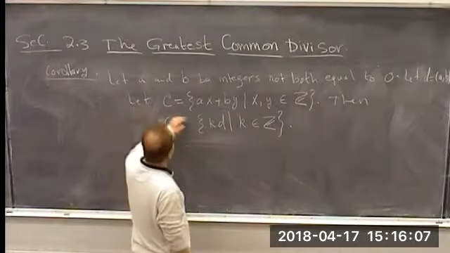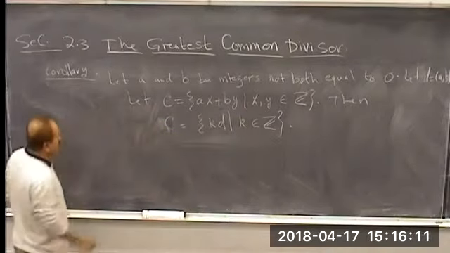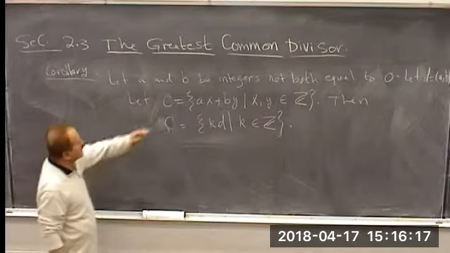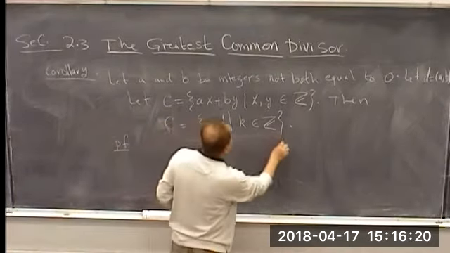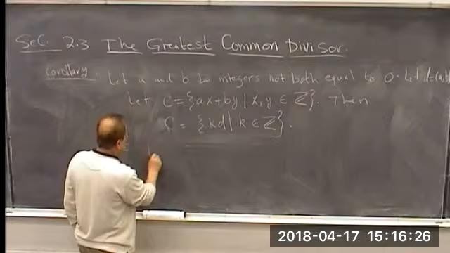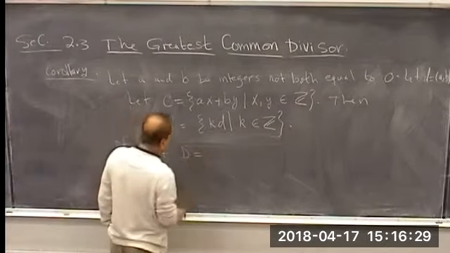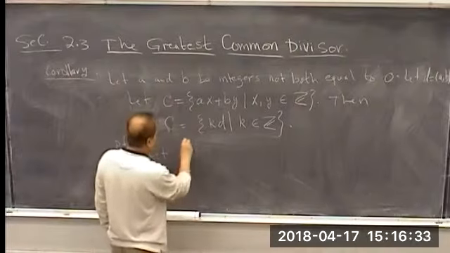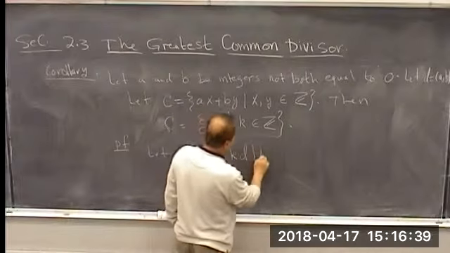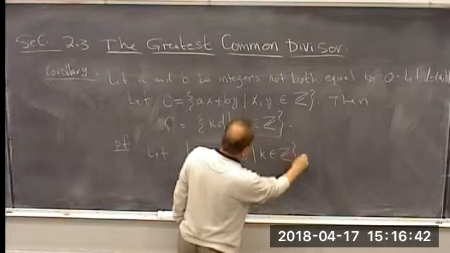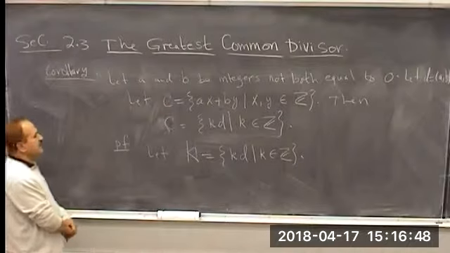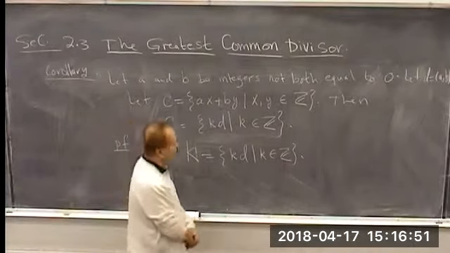Here's the proof. Actually, there are two sets in here: the set C, and the other set, let me call it capital K. This is the set of multiples of D such that K is in C. Our objective is to show that each one of these sets is contained in the other.